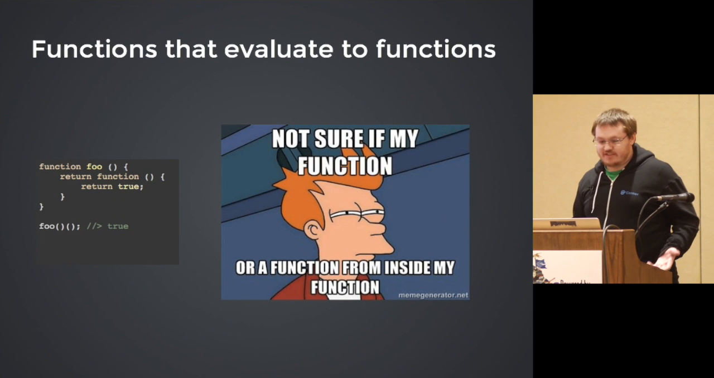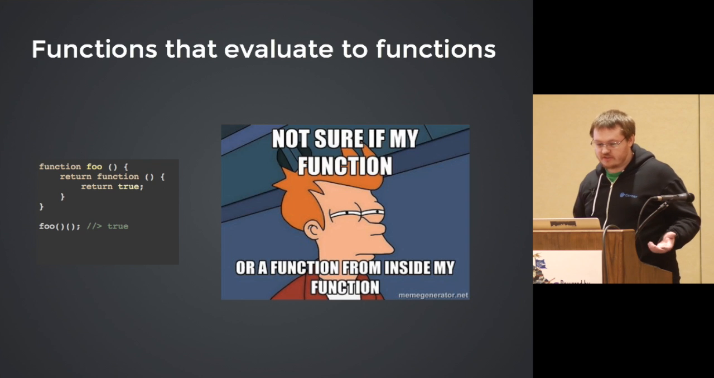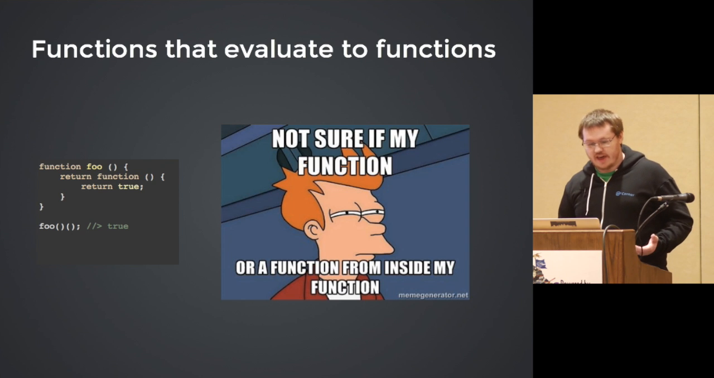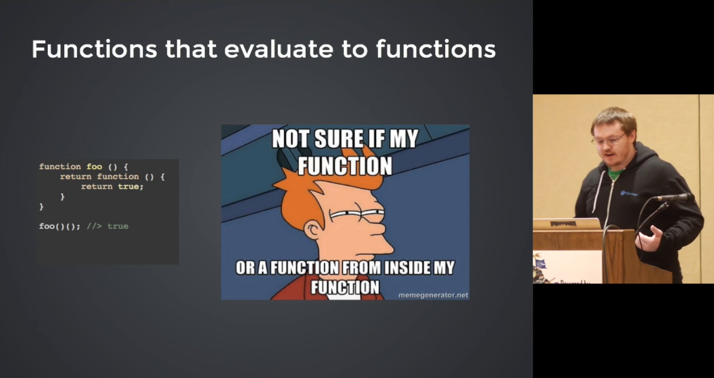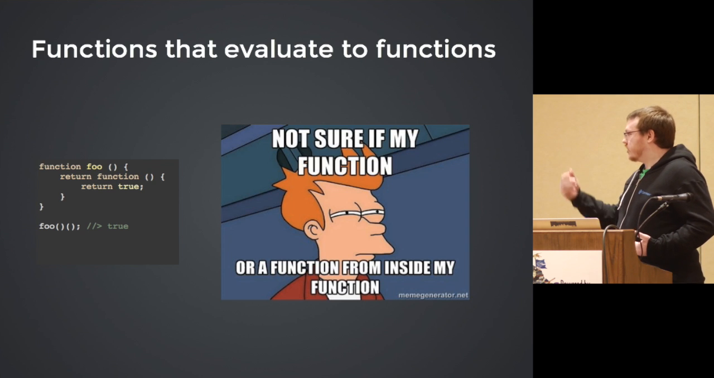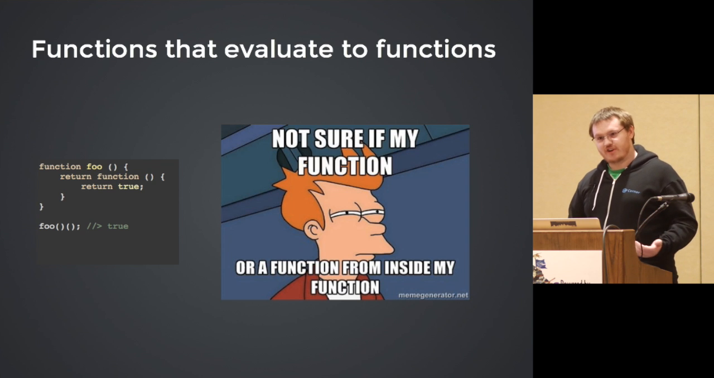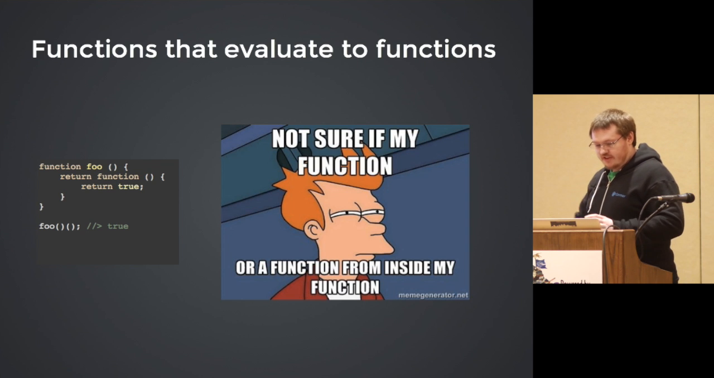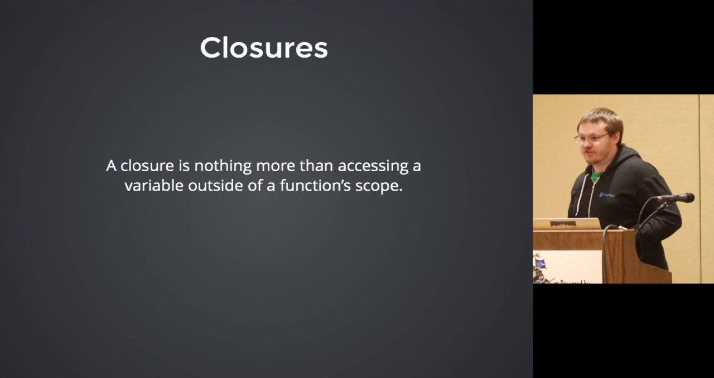And functions can evaluate to functions. That's totally reasonable. Functions are objects. They're first-class citizens in JavaScript, which means that they can be taken as arguments, be returned, doesn't matter. So, we have a function here that evaluates to a function, which then subsequently evaluates to true. So just a quick overview with functions. Let's move on to closures.